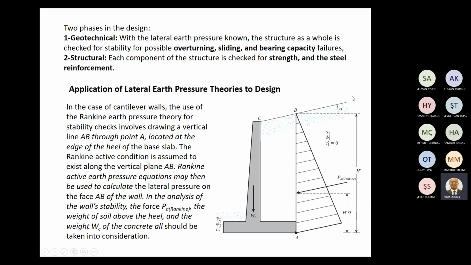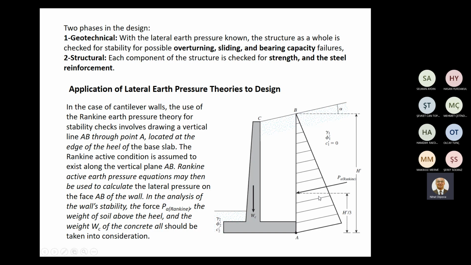In Rankine earth pressure theory, when the surface is inclined, having a slope alpha, then we will analyze stability, or we will check stability of this retaining wall against overturning, sliding, and bearing capacity. First of all, let us apply earth pressure theory and find the lateral earth pressure applied to this retaining wall.